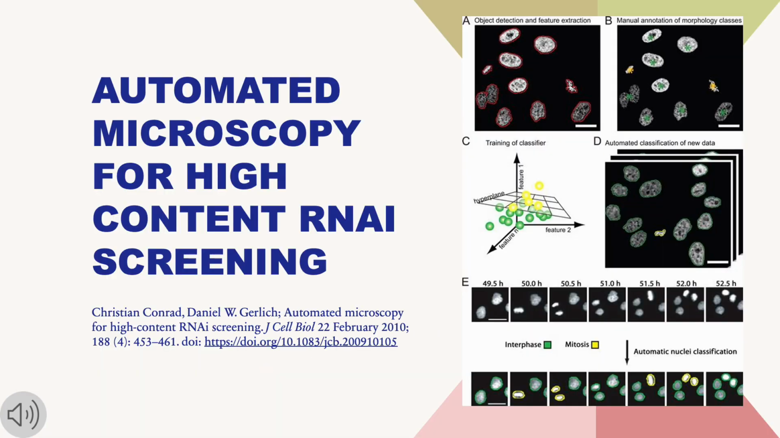Here we have an image from a paper titled Automated Microscopy for High-Content RNAi Screening. In this image, figure A shows the detection of cells based on fluorescent chromatin labels indicated by the red areas. B shows manual annotation of morphology classes with the interphase nuclei being annotated by green asterisks and the metaphase chromosome plates annotated by the yellow asterisks.